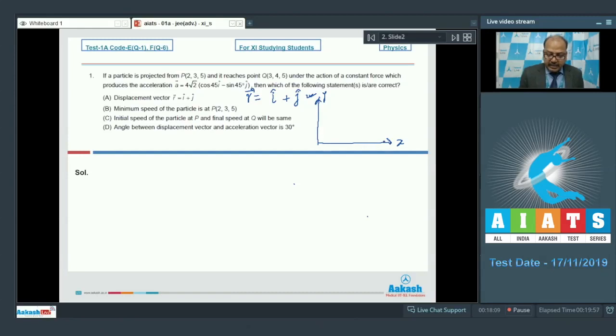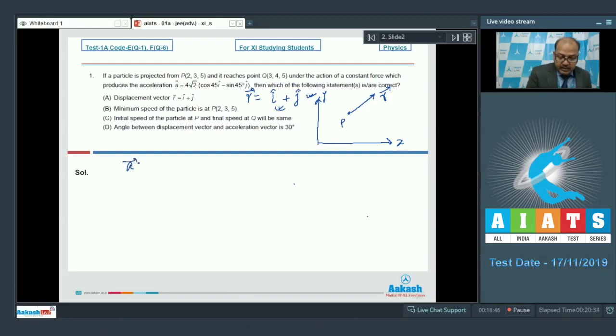So let's see in the XY plane, the initial position of the particle is (2, 3). So let's say this is 2, somewhere here. Particle is being projected from somewhere here. This is point P. And from here, the displacement vector R is î + ĵ, which makes 45 degree angle with both X axis and the Y axis. So this is our displacement vector, vector R.